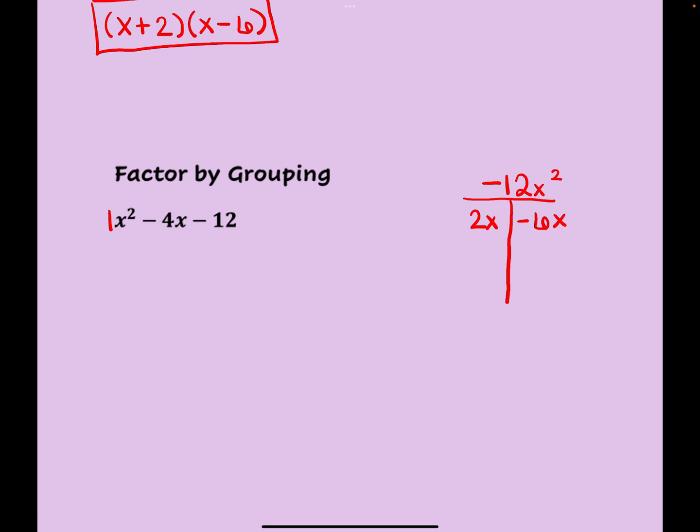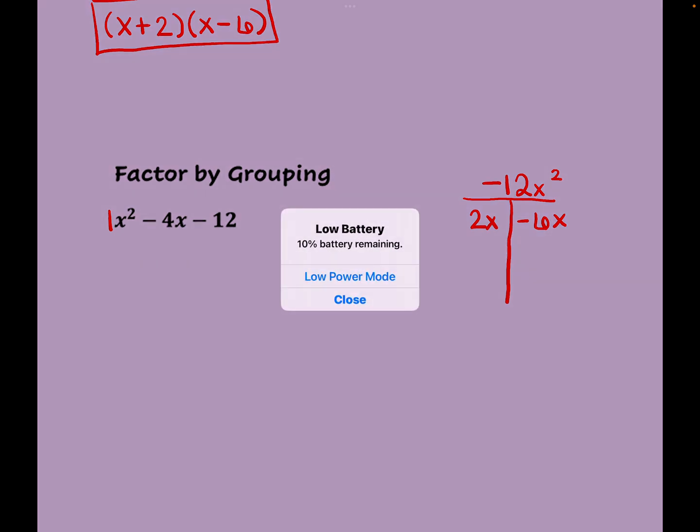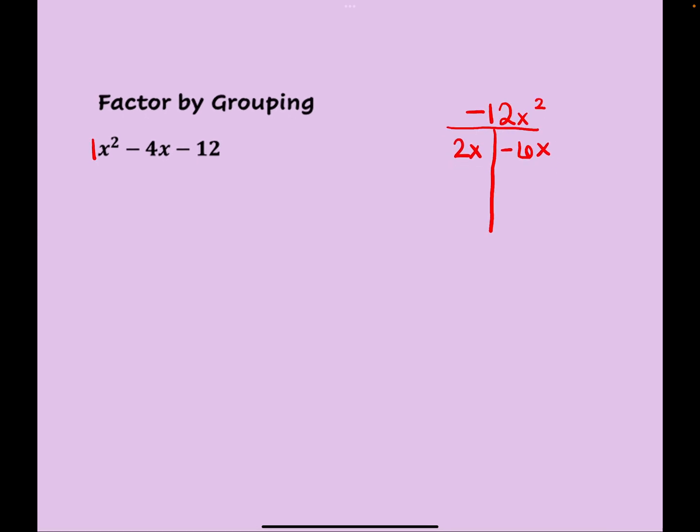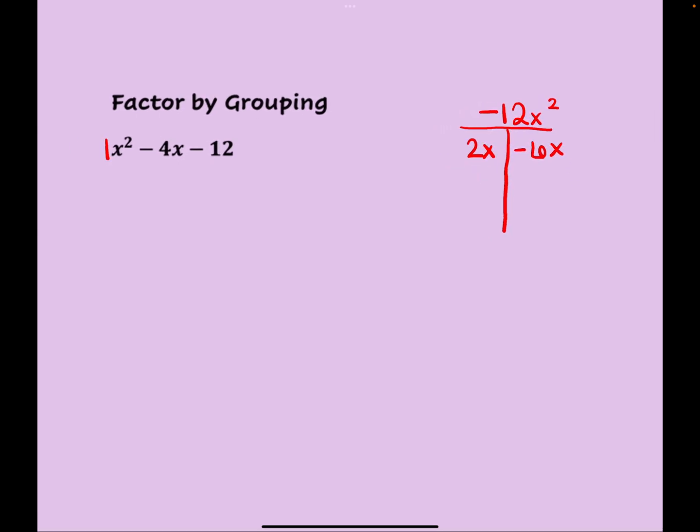Now, because A is 1, there's definitely a shortcut for this, and you can find that. But we are just practicing factoring by grouping, okay? So I'm going to keep x squared.